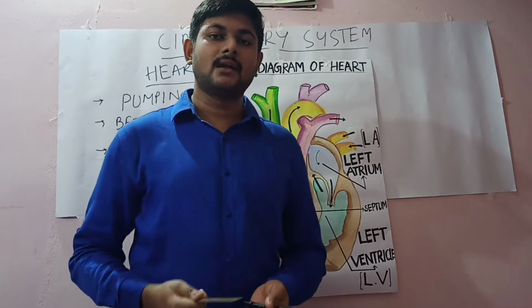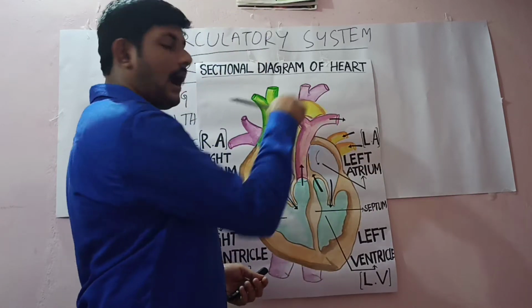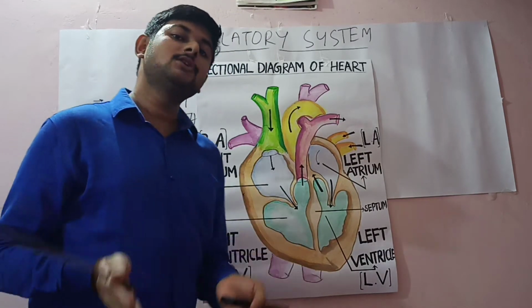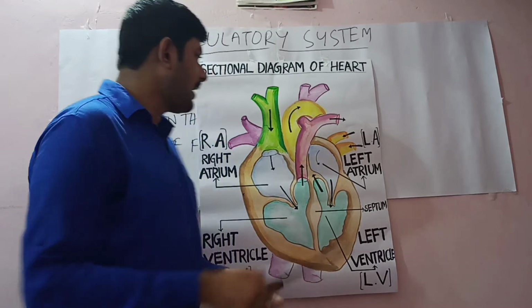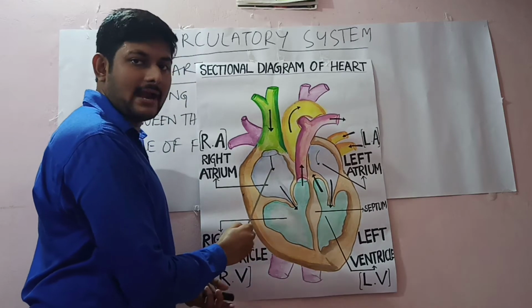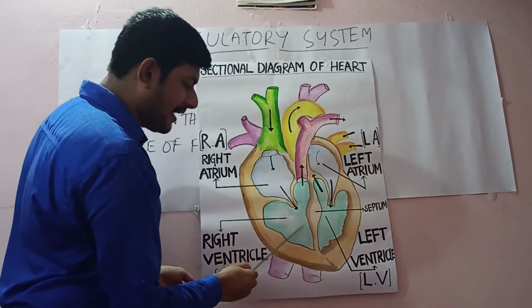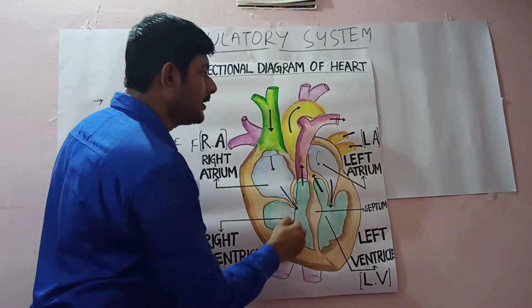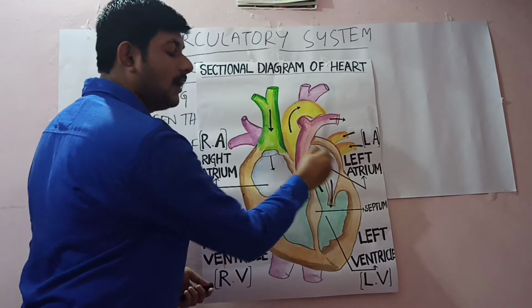Okay, now let's discuss how the blood circulates through the heart. First, the deoxygenated blood carried by the vein enters the right atrium. The first entry point is the right atrium. Then it goes to the right ventricle. From here it is transported to the lungs.